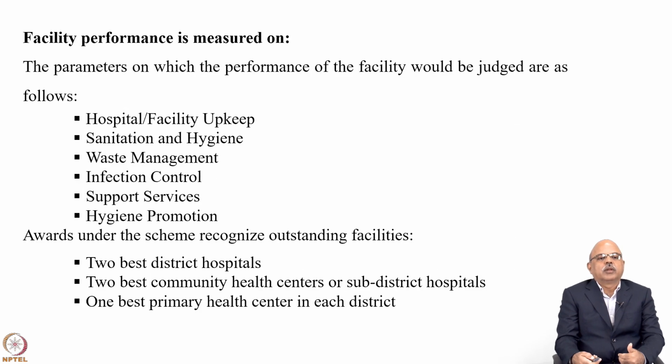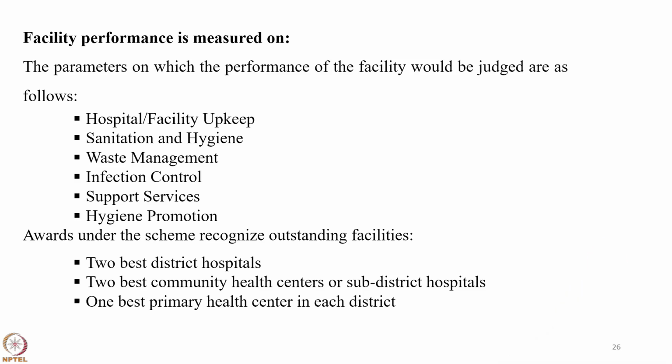level. The facility performance is also measured, and the parameters on which the performance of the facilities is judged are areas like hospital cleanliness, sanitation, waste management, infection control, support services, which is very key and important to see that the healthcare facilities are taking quality initiatives, and hygiene promotion. Awards are given to the institutions which are recognized: two best district hospitals, two best community healthcare centers, sub-centers, and one best primary healthcare center in each district. This is very important to initiate the quality performance.